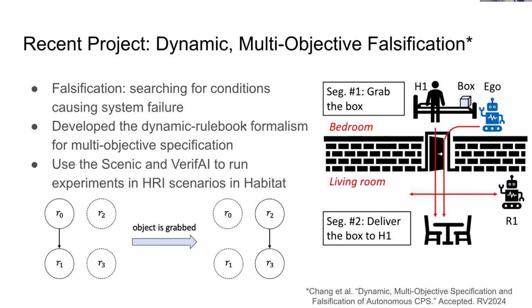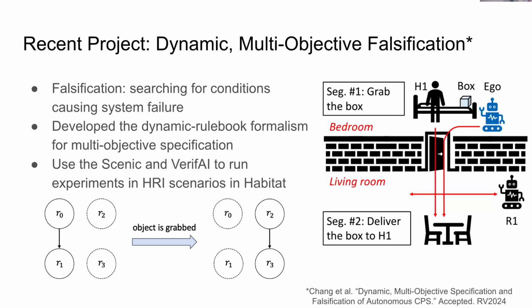which is actually what we did in one of our recent projects. So recently we had a project about the dynamic multi-objective falsification of a cyber-physical system. For those of you not informed, falsification, like the presentation talked about earlier, is essentially searching for conditions that can cause system failure.